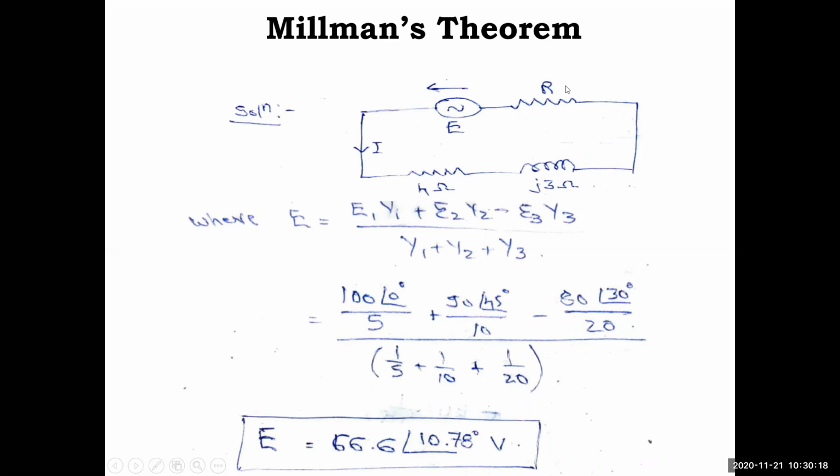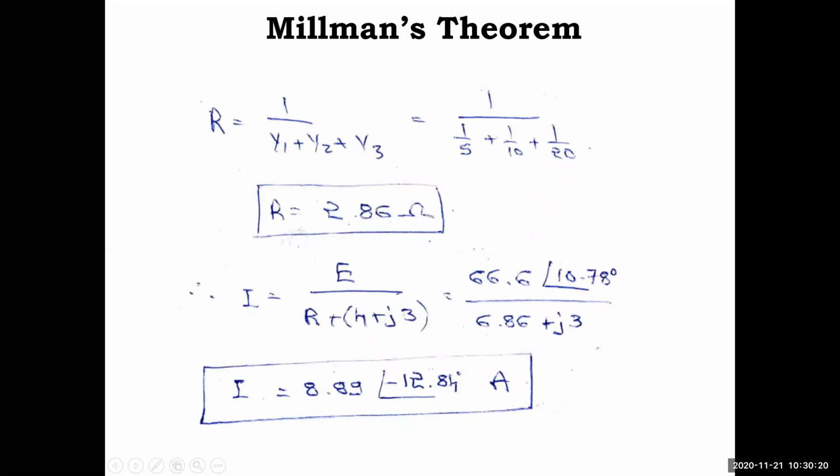So what is the R value we got? It is 2.86 plus 4. How much did you get? 6.86. I have written it straight away here. Okay, E you got 66.6 at an angle of 10.78 degrees. R you got 2.86 plus 4, which is 6.86 in magnitude form, and J3 as it is you write.